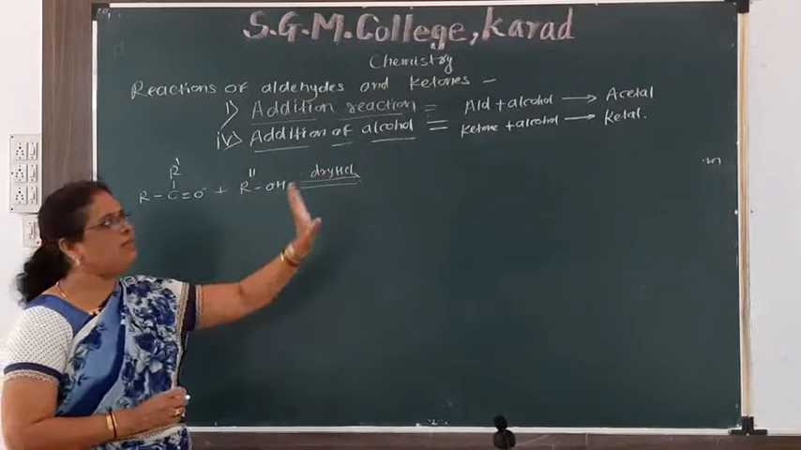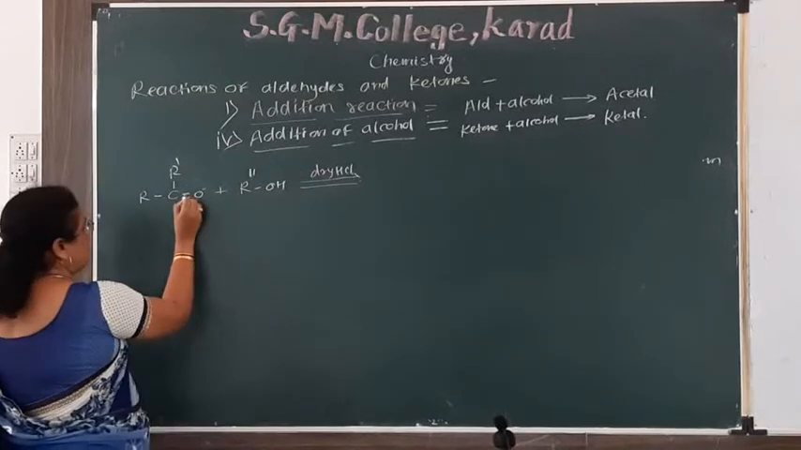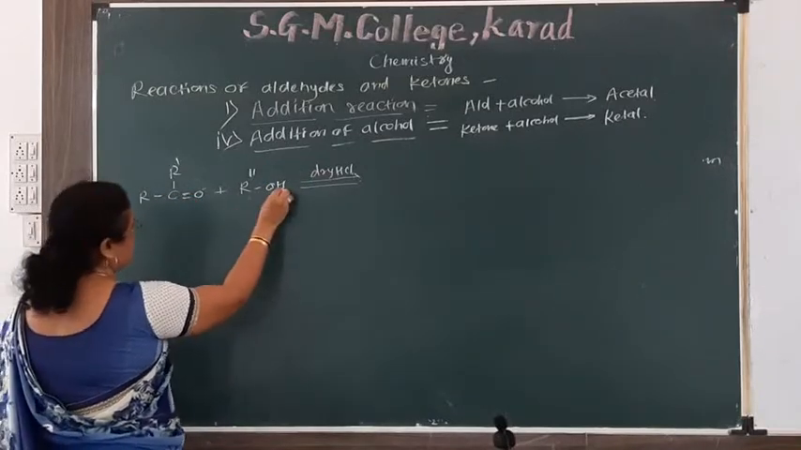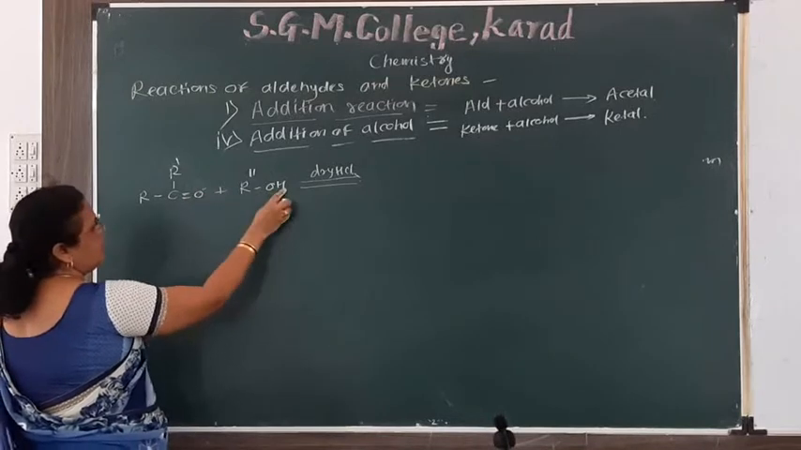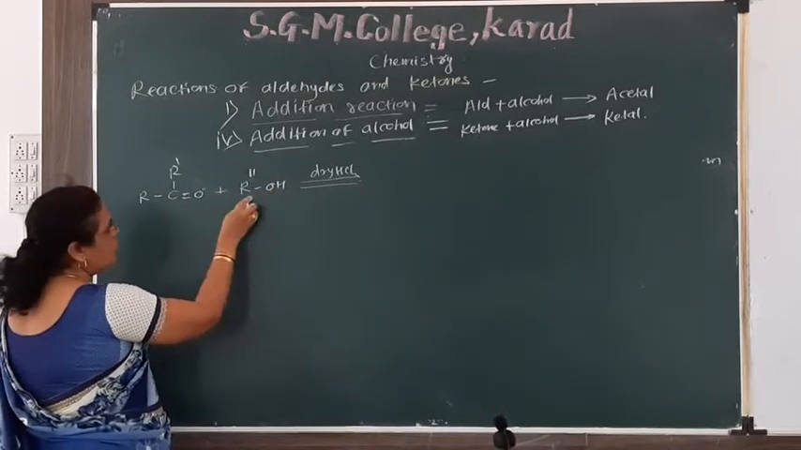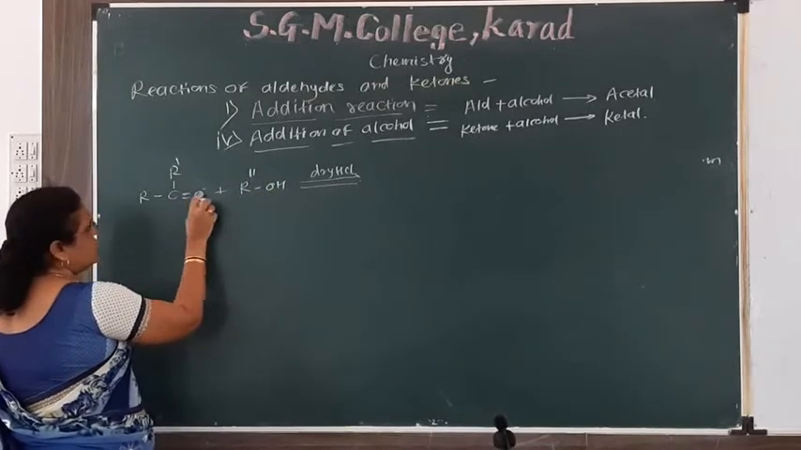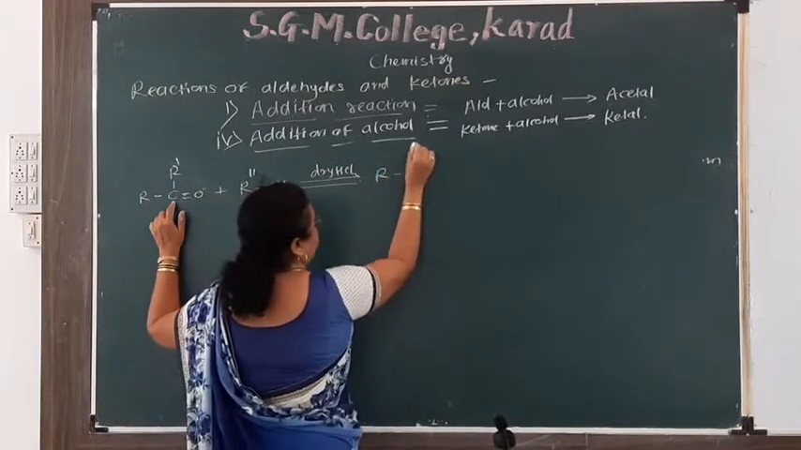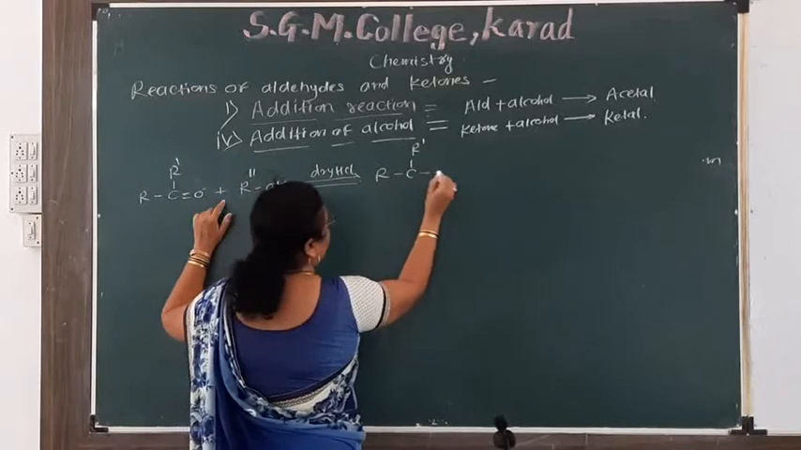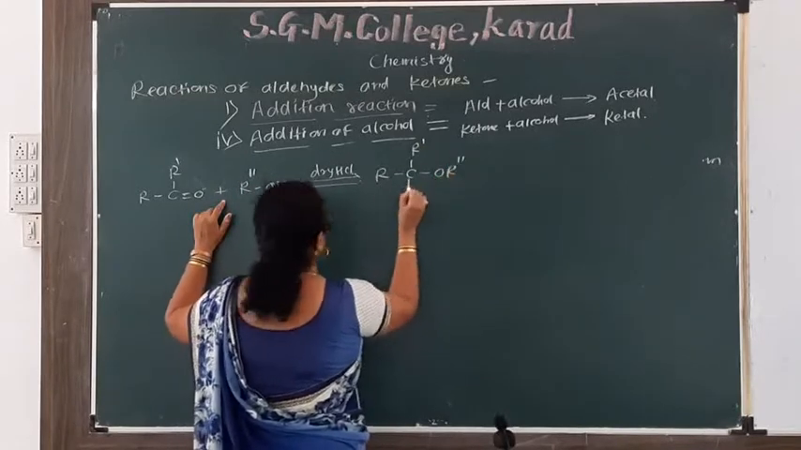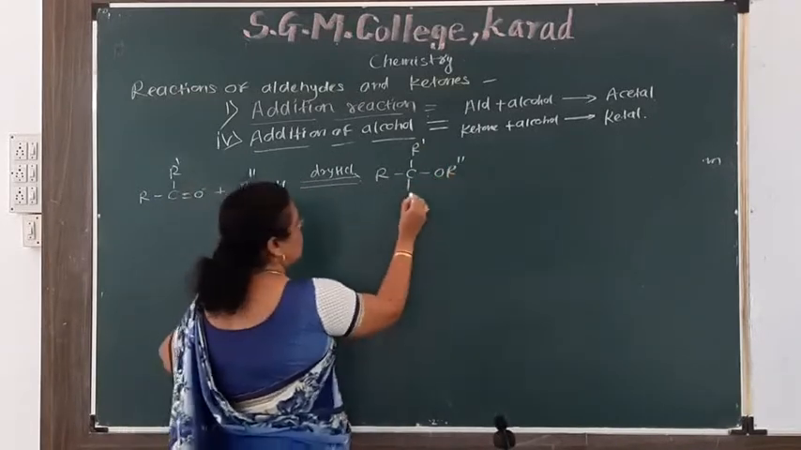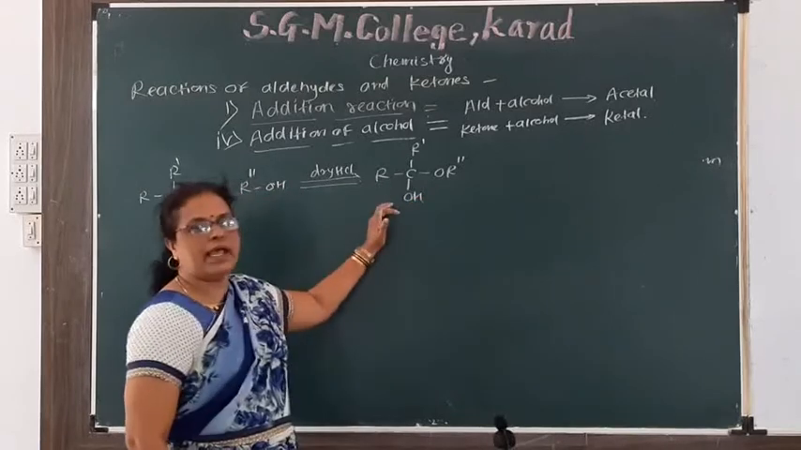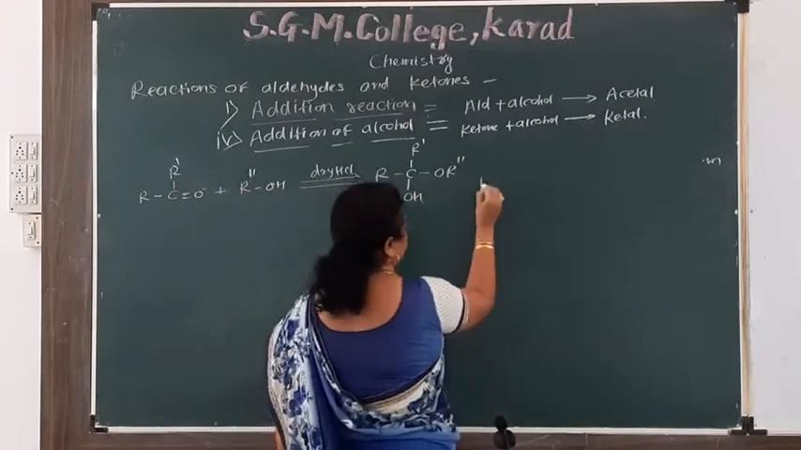this gives hemiketal. This bond breaks, then this hydrogen atom is attached to oxygen atom, we get here OH group, and this OR'' group is attached to this carbon atom, then RCR', here OR'' and OH. This is known as hemiketal.